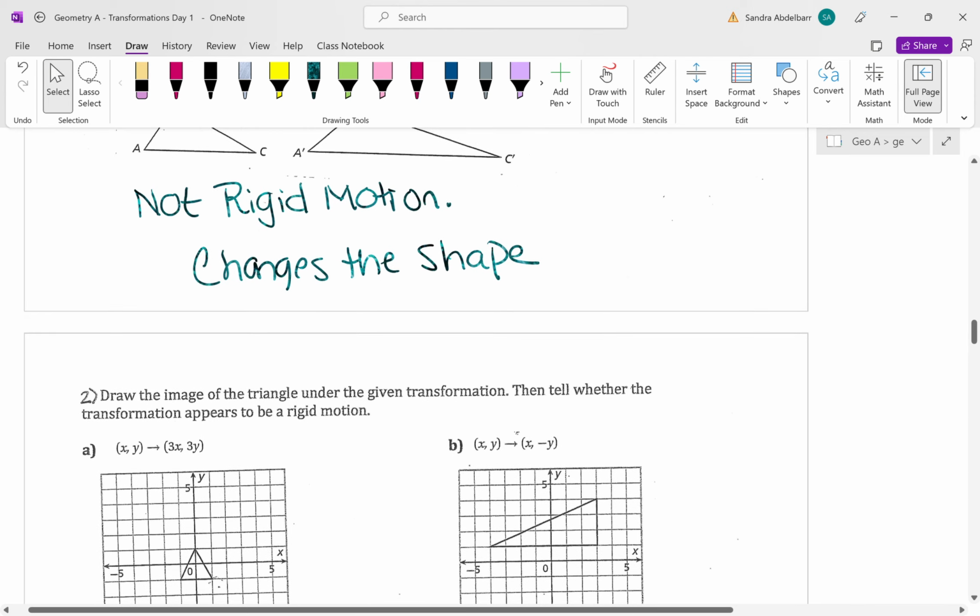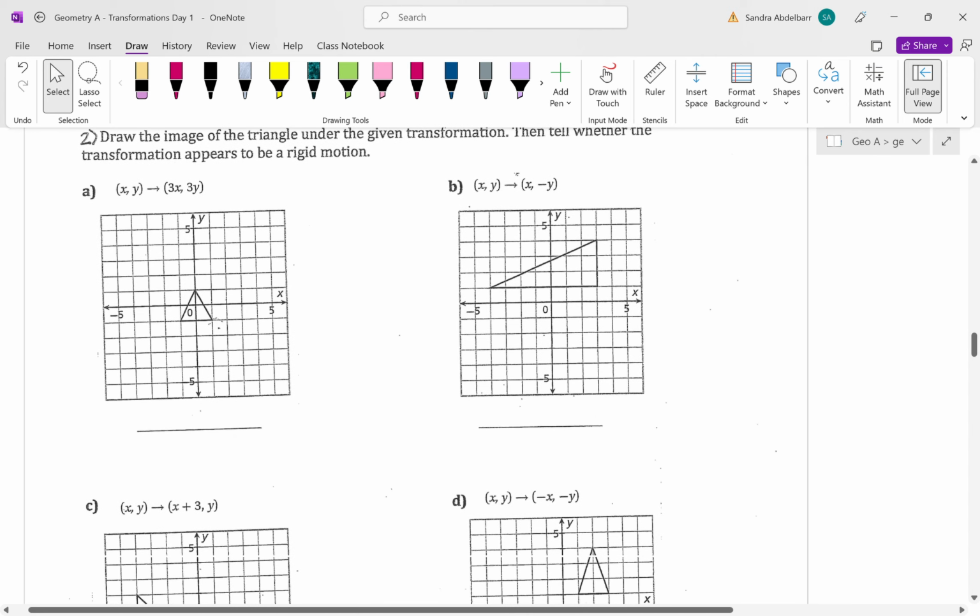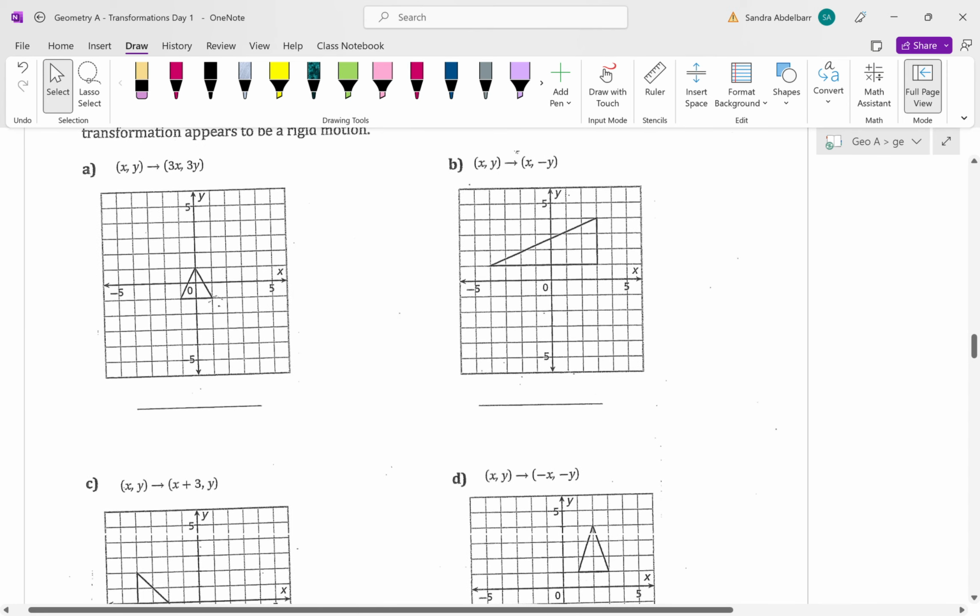Okay, so now we're going to practice drawing the image under the transformation. So for letter A, what am I asking you to do? Take x, y, and then do what to x, y? Multiply x by 3 and multiply y by 3. What do you think is going to happen to the pre-image? It will become bigger, you got it. What do we call that, when something becomes bigger or smaller? A dilation, very good.